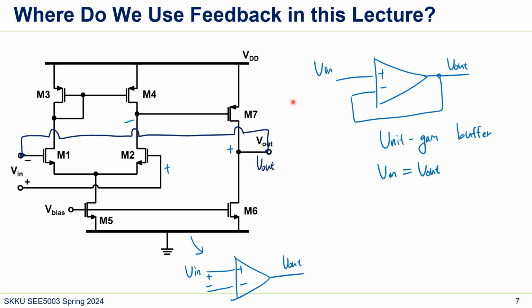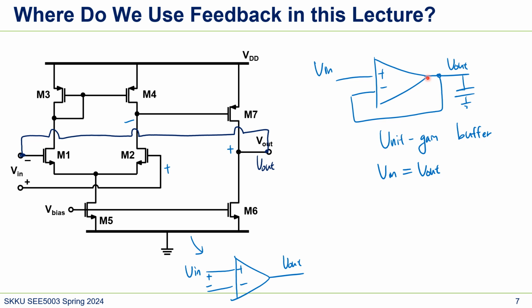And the reason why we need this kind of buffer is that it actually gives us more drive strength. So that's what buffer means, right? Let's say this input is a really weak signal, but we want to drive something really big, then we can use this buffer. Even though the strength of this signal is really weak, this amplifier with this feedback can drive a large load.